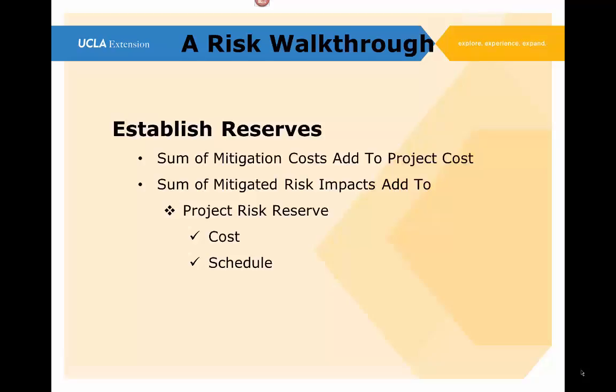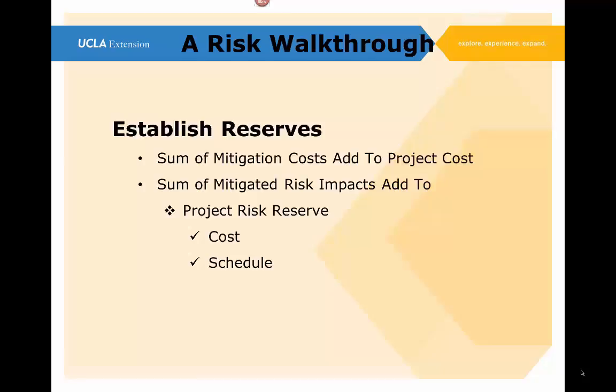That's not a part of our risk reserve. It is because we're evaluating risks and trying to mitigate the impact of the risk that we develop a cost for the mitigation. But that gets directly added into the project cost, the project budget. Then what's remaining is our mitigated risk impacts. What is the total sum of the mitigated risk impacts after we've done any mitigation? And the sum of that is what we add to our project risk reserve.